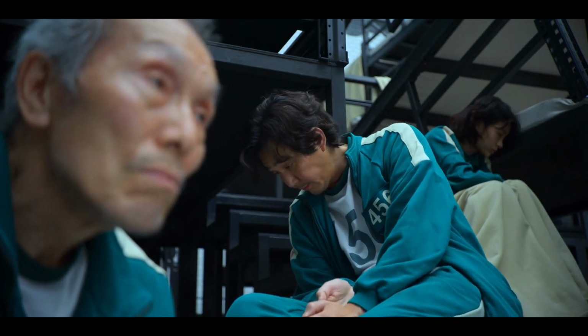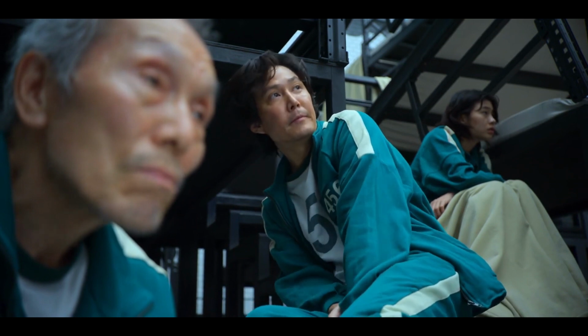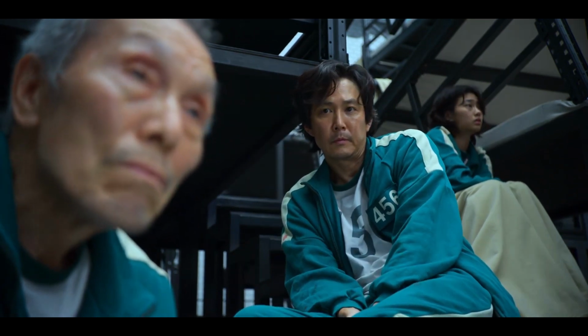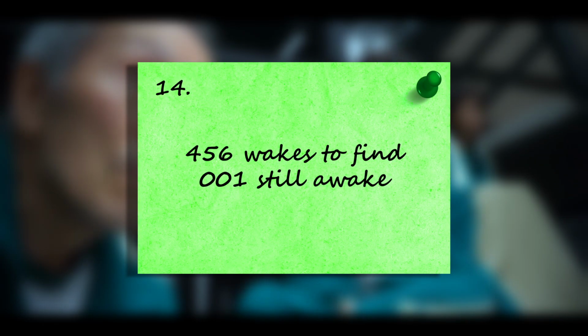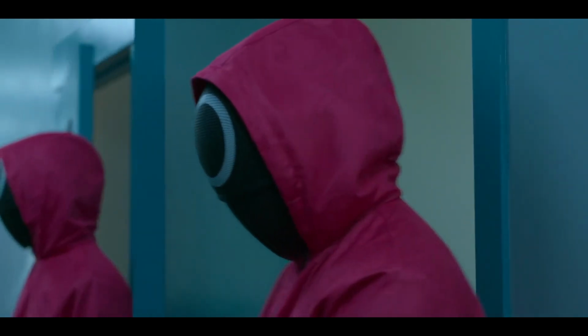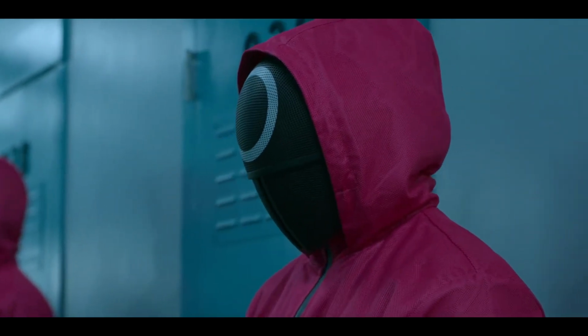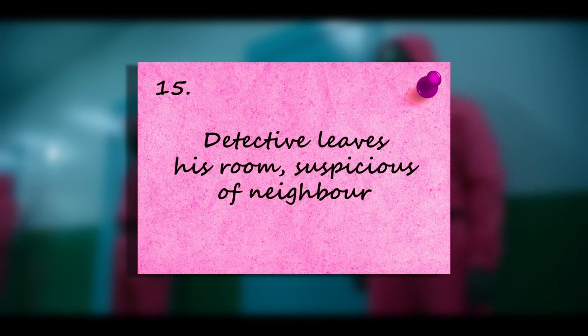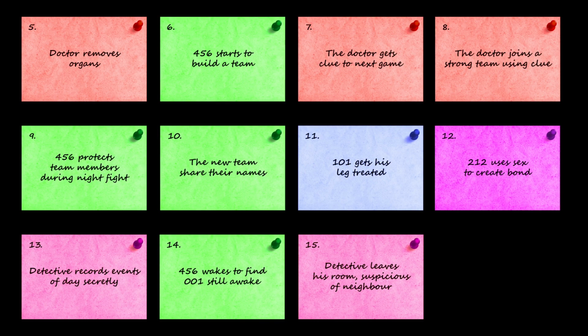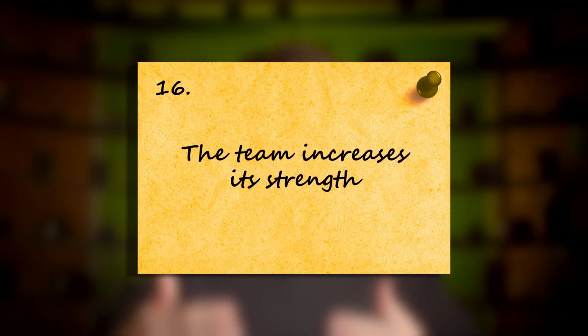Back on Green, lead character, number 456. He wakes to find 001 still awake. Number 15, Pink, we're back with the detective. He leaves his room, but he's suspicious of his neighbor. Number 16 I found tricky because, again, it was a lot of characters interacting very equally. So instead of this one being green, we're going to make this one orange. The team increases its strength.